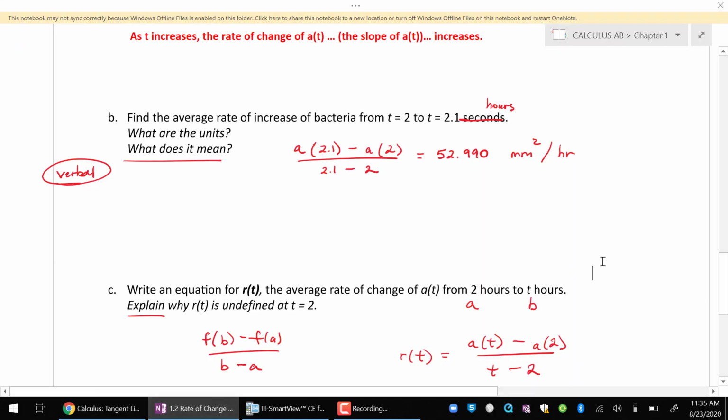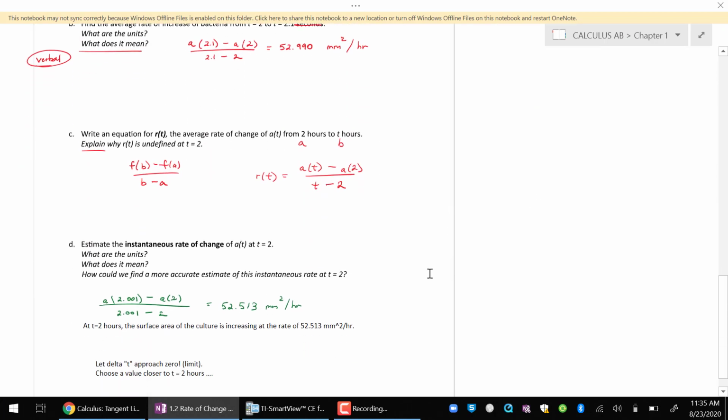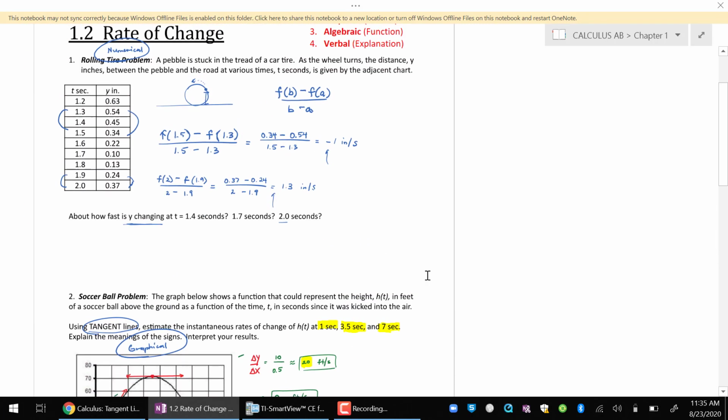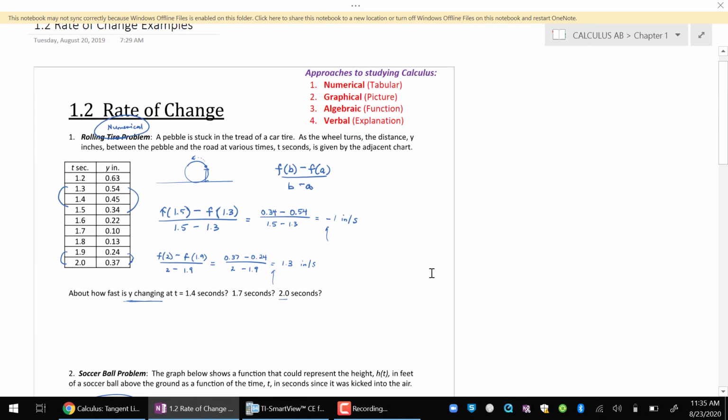So those are all examples of how we can find rate of change in calculus problems. And that's what the instantaneous rate of change of functions is all about.